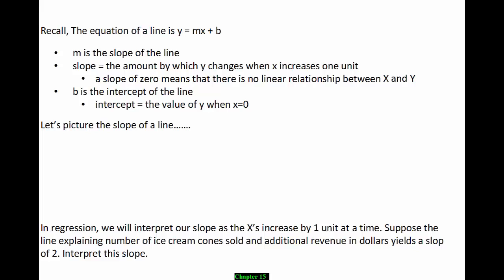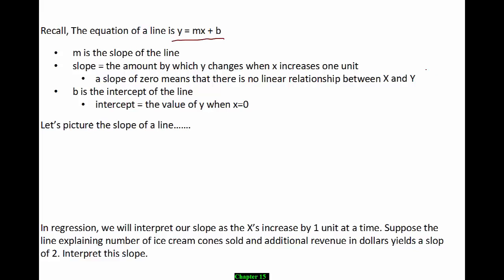You probably learned it in this form. The equation of a line is y equals mx plus b. M is the slope of the line. That's the thing multiplied by the x. The slope is the amount by which y changes when x increases 1 unit. A slope of 0 means there's no linear relationship between x and y.